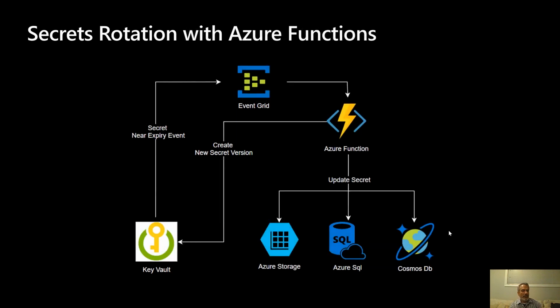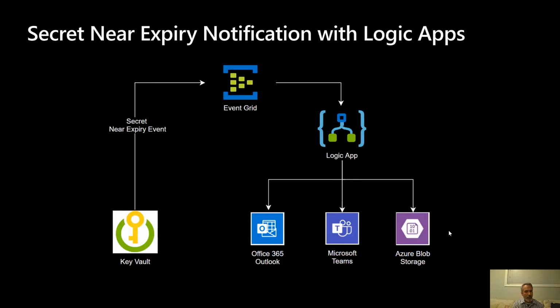So in a nutshell, this is basically how it works. Within Key Vault, you get the near expiry event that is sent off to Event Grid. You then write a function which will then go out and run through the framework. First thing is to create the new secret version, and then it will update the various secret types across Azure Storage, SQL, Cosmos DB, and there's more on the way, or your own custom RP, whatever it might be in this particular case. And similarly with Logic Apps, it basically works the same way.